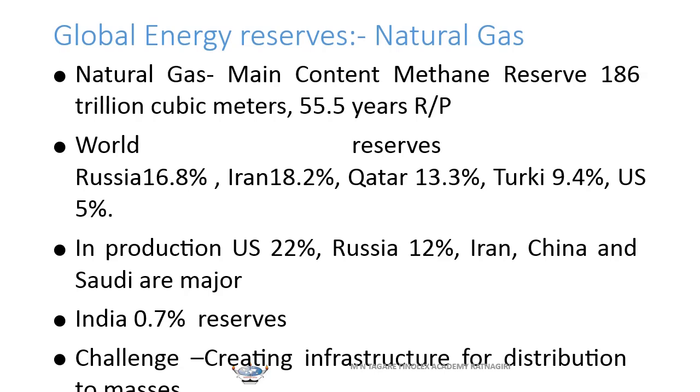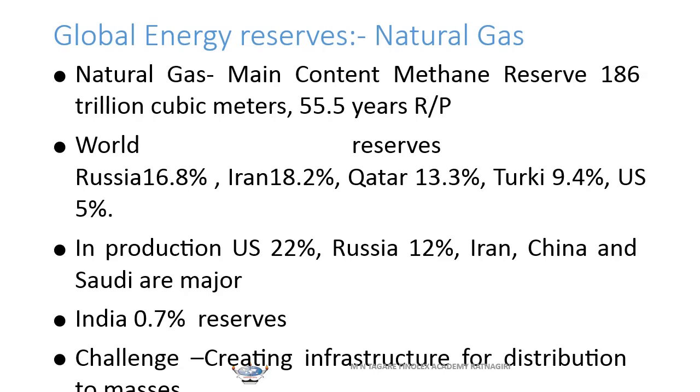After a huge process of processing, we remove all the other constituents except methane, and then this natural gas is produced. So after oil and coal, this is the third one in terms of usage, which is used by the entire world.